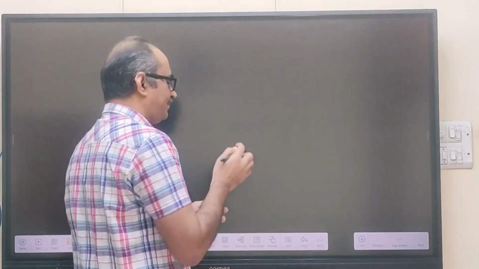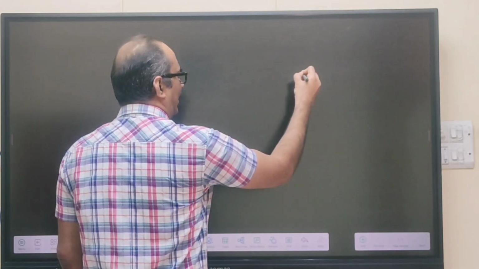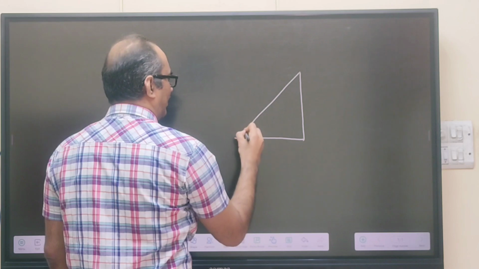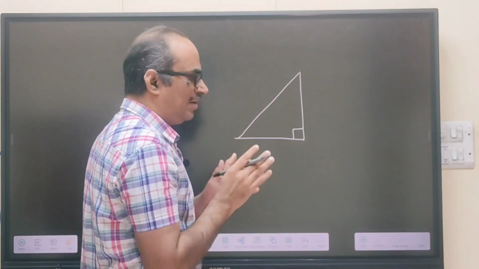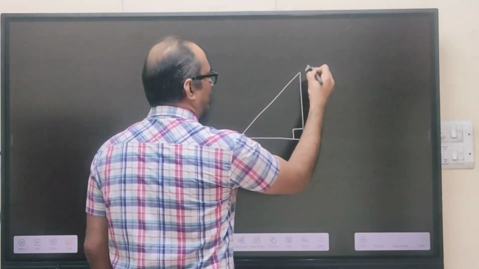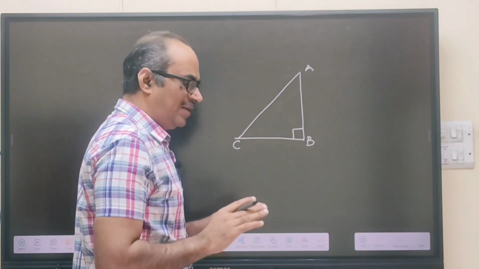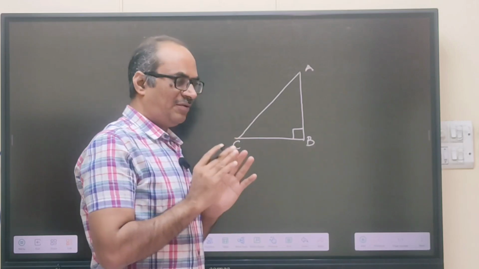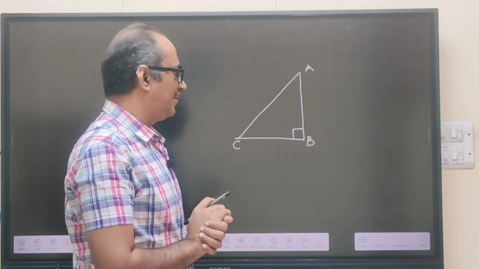Now let us say we have a right angle triangle. A right angle triangle is a triangle in which one angle is 90 degrees. Our scope in 10th grade is always with respect to right angle triangles only, and all the angles we are going to learn here will be between 0 and 90 degrees.